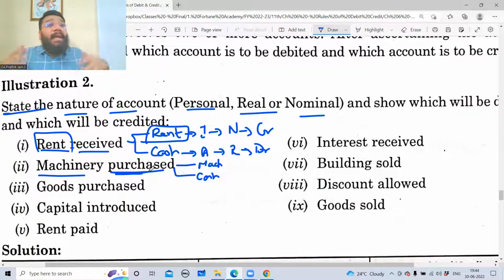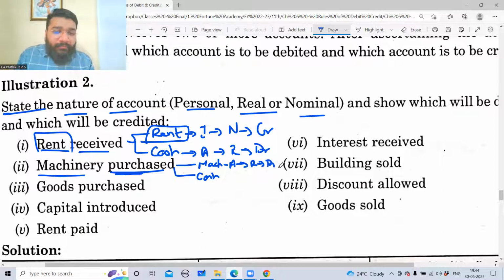No, which means you are buying it for the purpose of using it. So anything you buy with the intention to use it is your capital expenditure. Capital expenditure means it will go to the balance sheet, which means it will go to the asset. So machinery is asset. Rule is real account. If I buy machinery, machinery will come inside the business or go outside. So will you debit or credit?